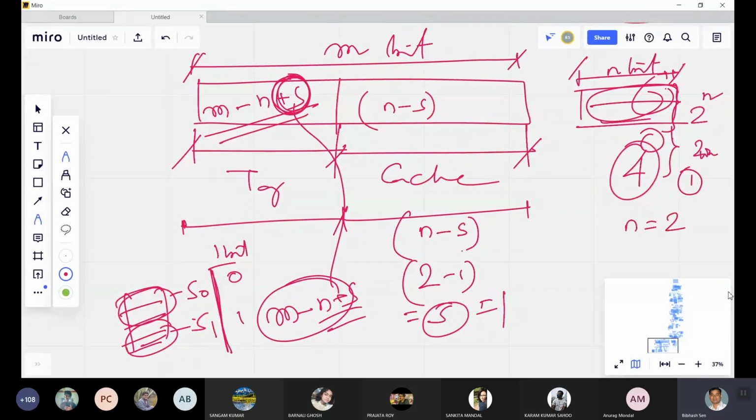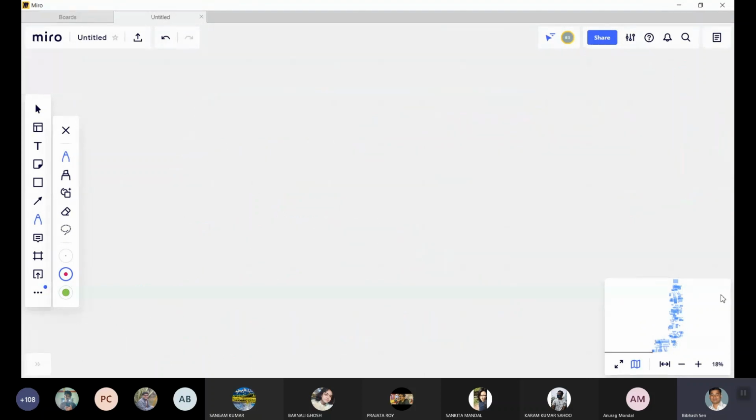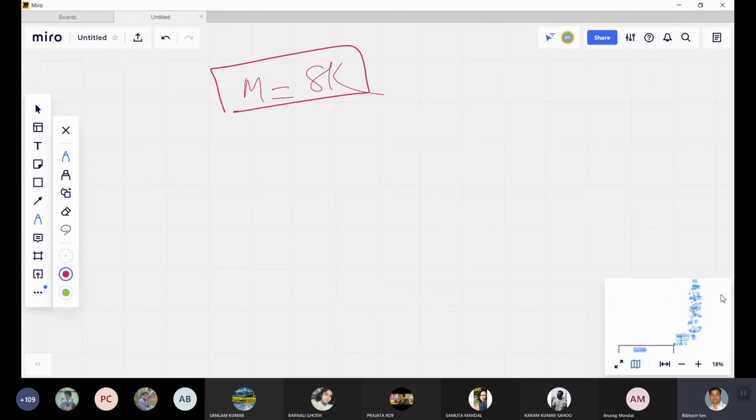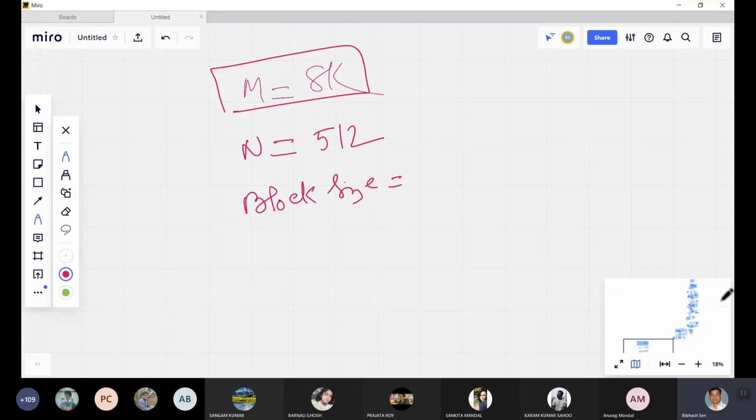Okay, so let's try one mathematics. You write, I am giving some data and tell me the answer. Suppose my main memory is 8K. This is my main memory size, that is 8K, and the cache size I am writing 512, that is bytes you can consider. And block size, it is a very important parameter. Block size is 8 bytes.